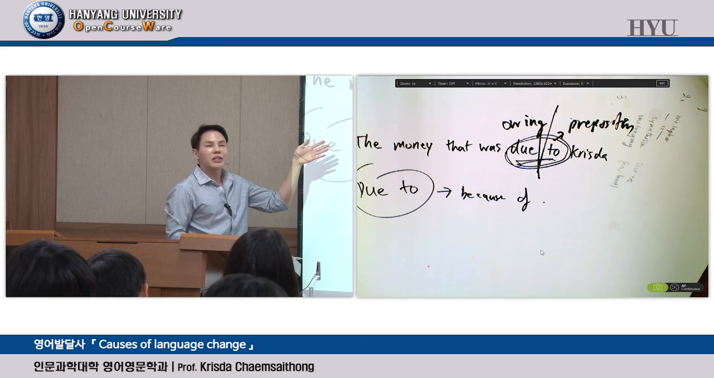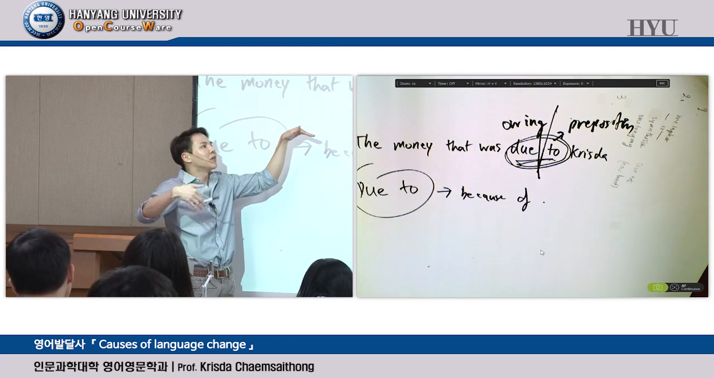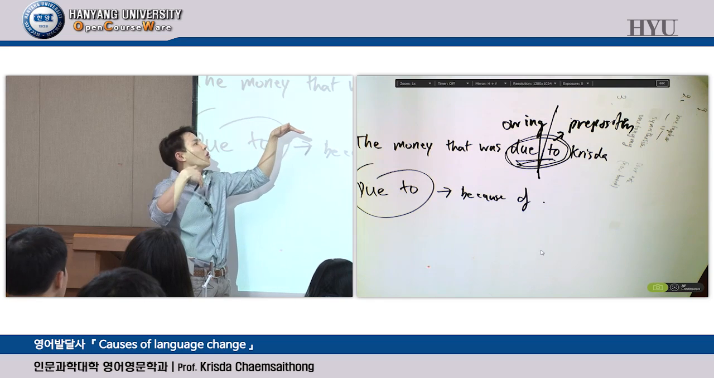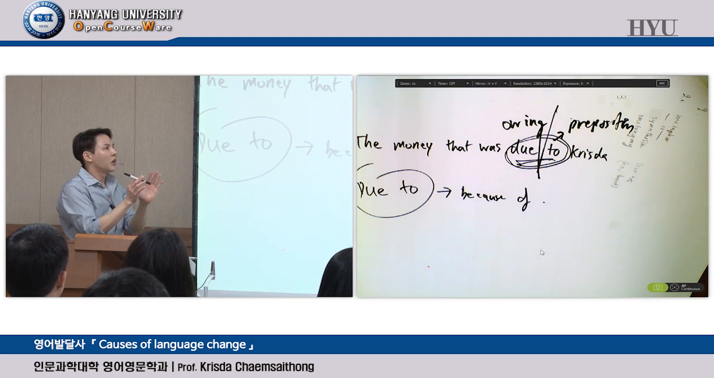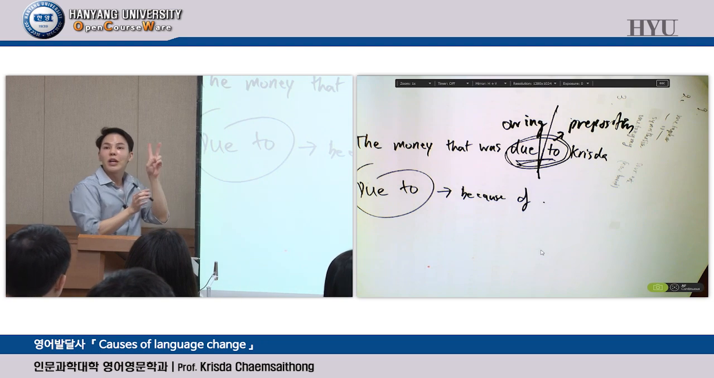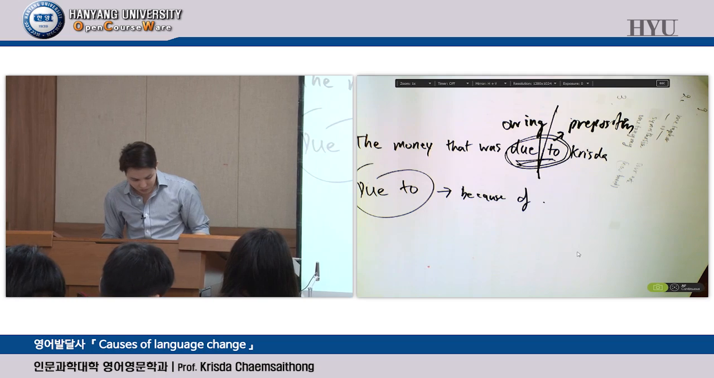So the existing structure was the money that was due, like on Monday, the money that was due to Krista, the homework that was due on Monday, like that. That's the original structure. But now we think of due to as one unit, right? Due to meaning because of, like that. Okay.